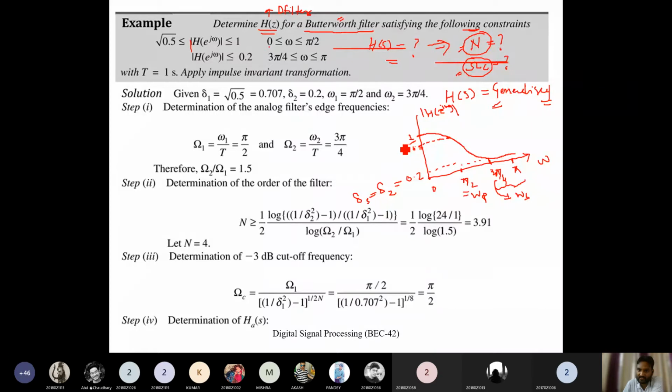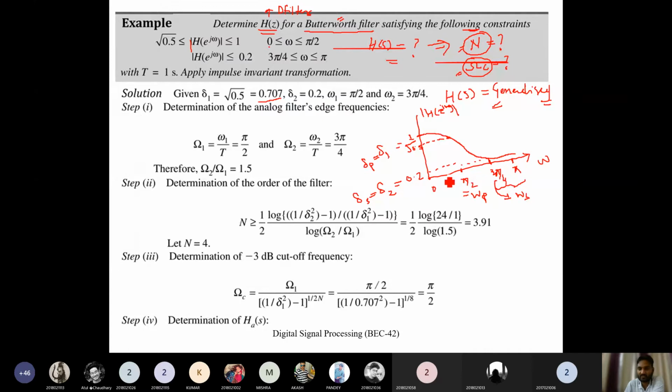Okay, similarly this will be your value, that is delta 1, or we call it delta p, that is attenuation in pass band. So this is how we can get the information from the given specification for a filter. From the specification we will be converting it: delta 1 should be equal to under root 0.5, which is 0.707. Similarly, delta 2 value will be equal to 0.2.